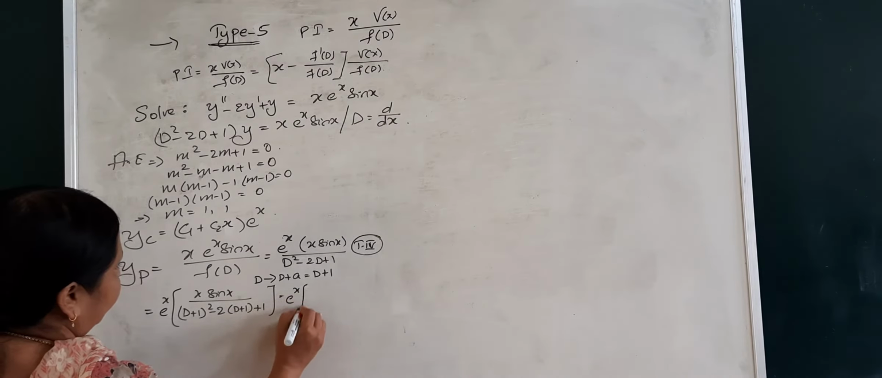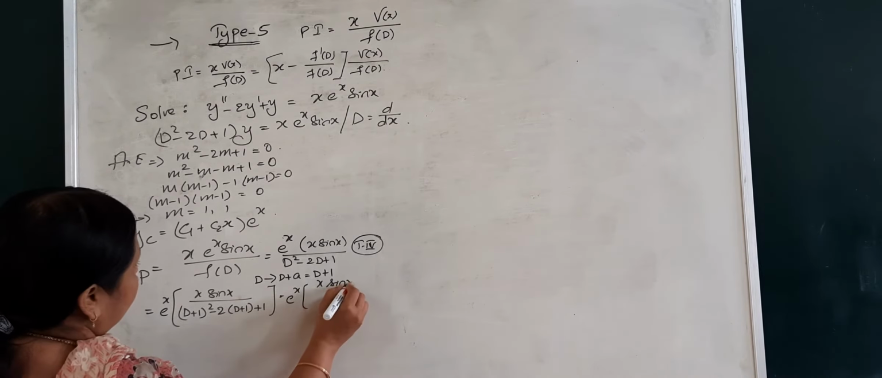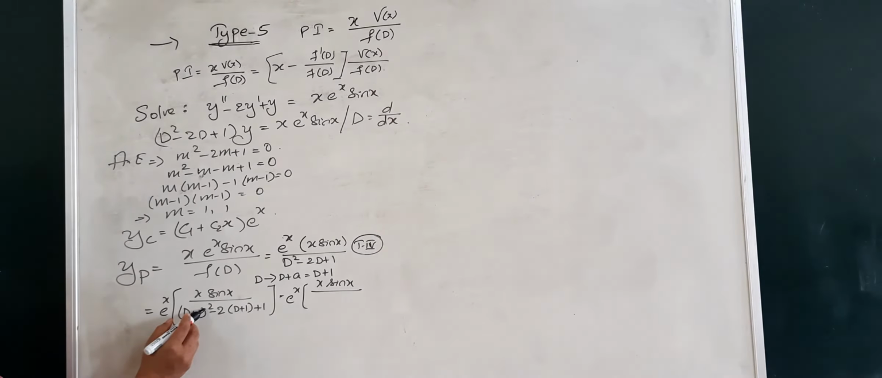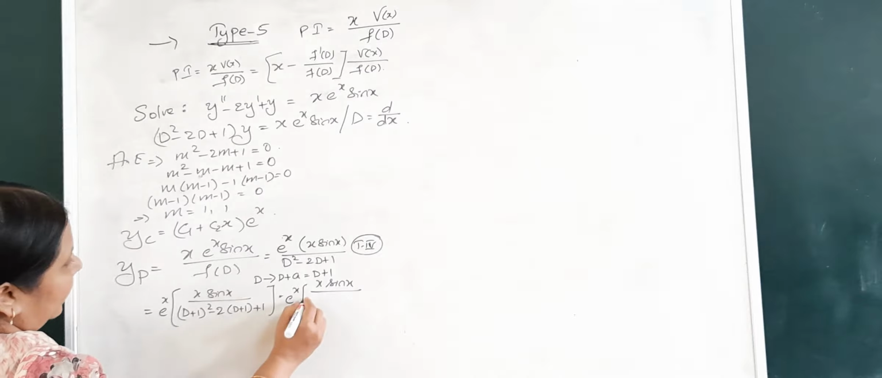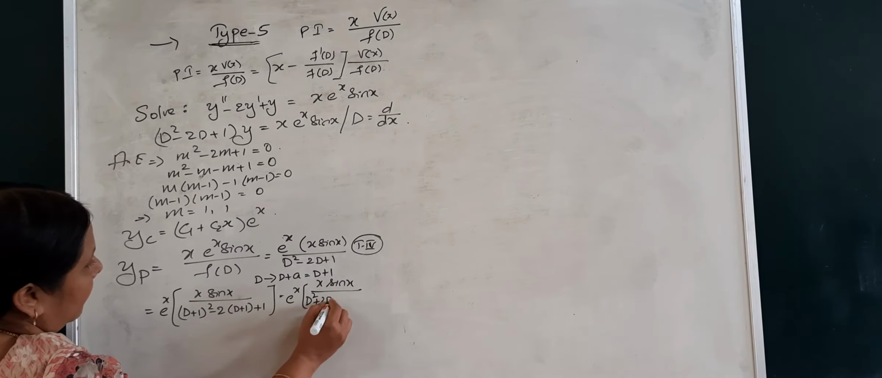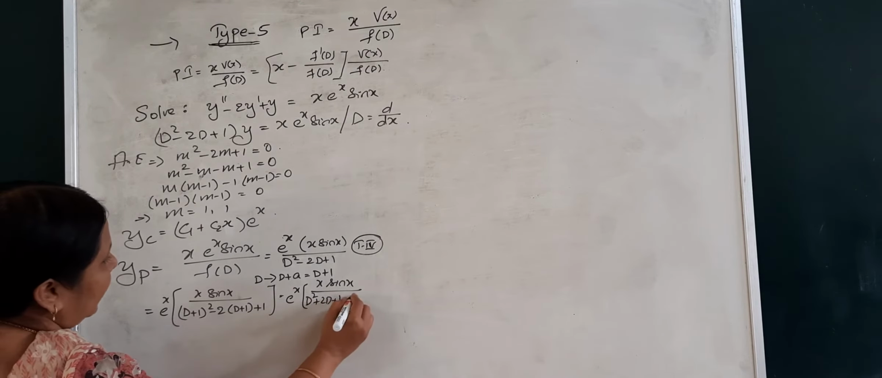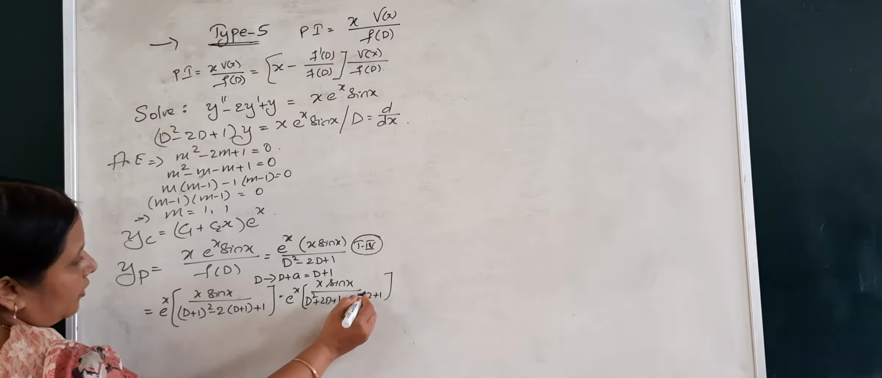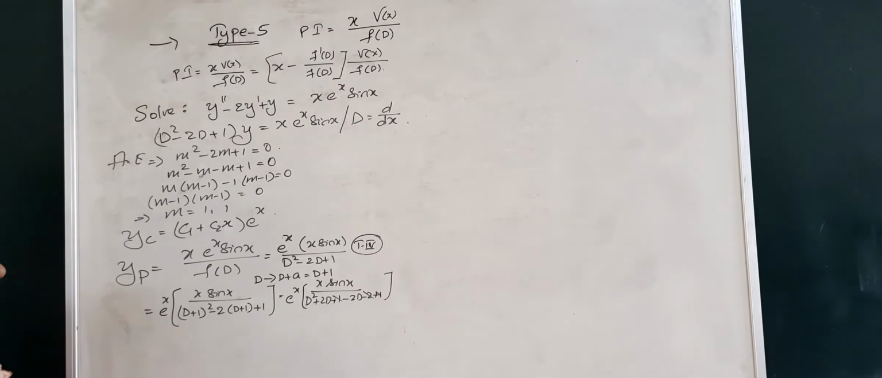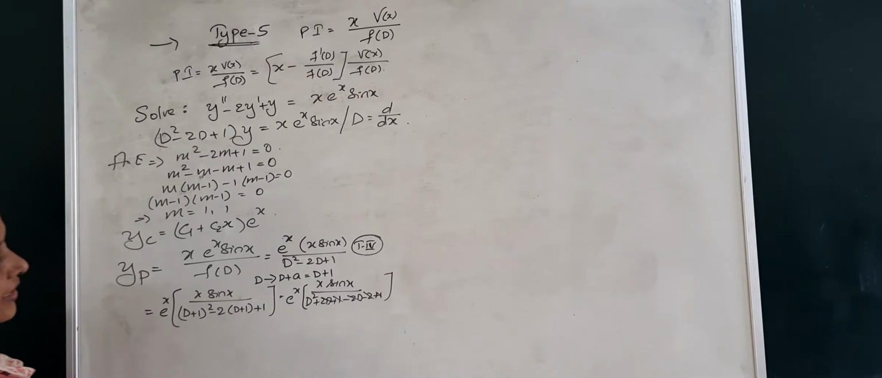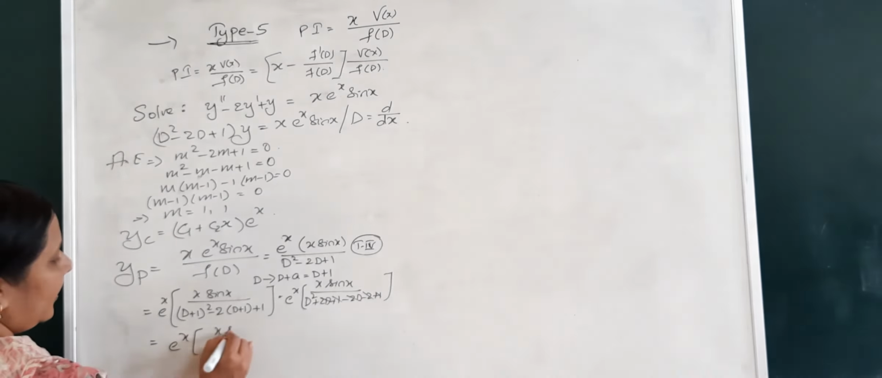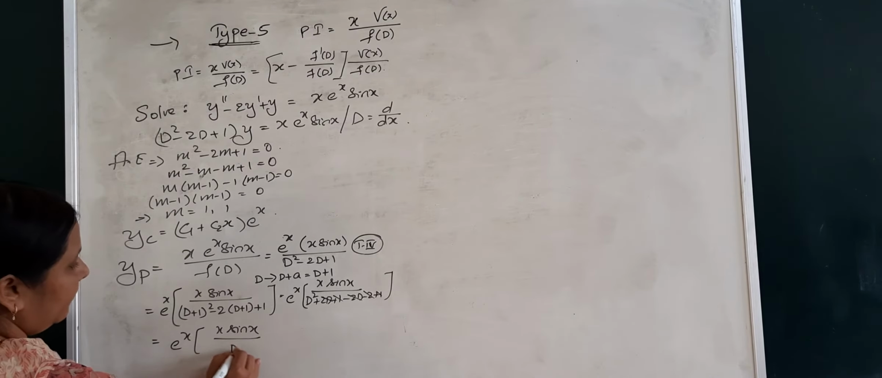Now let us simplify the denominator. e to the power x sin x is as it is, divided by, simplifying the denominator, here you have to apply the identity a plus b the whole square, you get D square plus 2D plus 1, and expand this, minus 2D minus 2 plus 1. Okay, so minus 2 plus 1 gets cut, minus 2D plus 2D also gets cut. Everything gets cut, but still we have, this is equal to e power x into x sin x divided by D square.